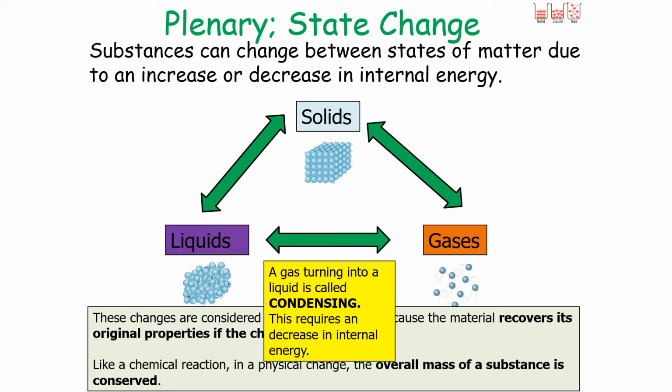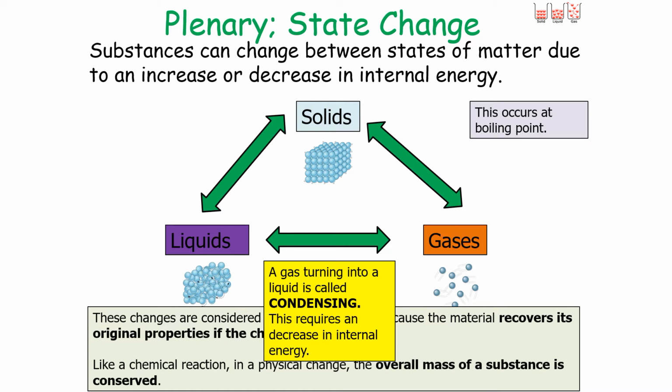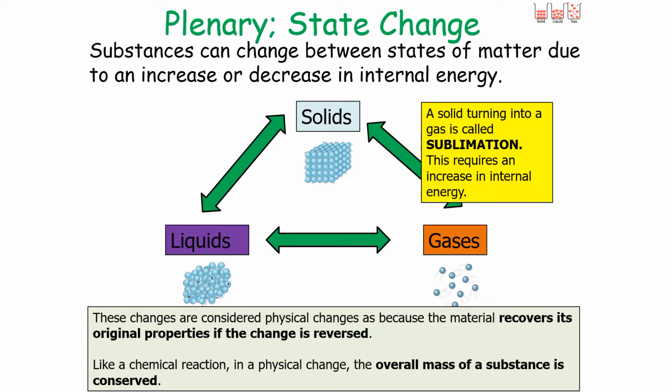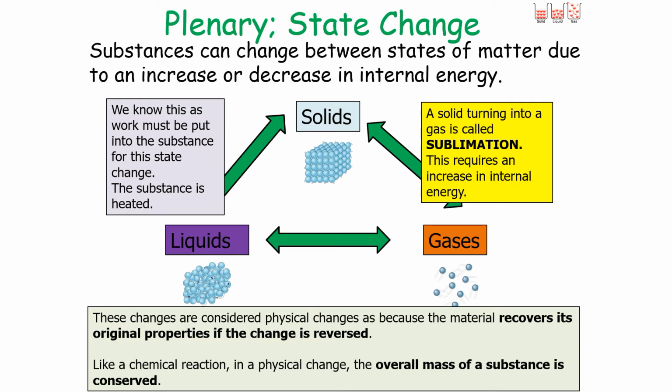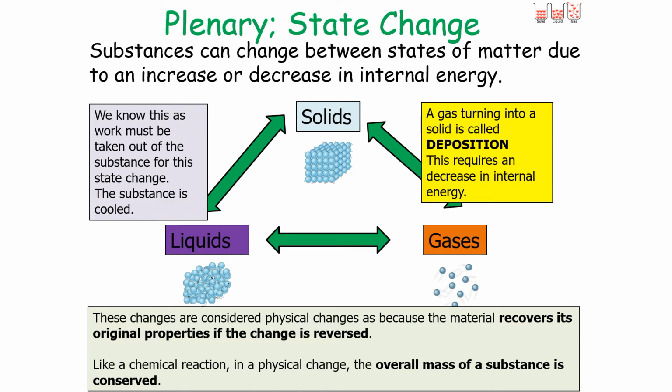Now, a gas turned into a liquid is called condensing, which is a decrease in internal energy. So we know this because the substance is cooled for condensing to take place, but that also occurs at the boiling point. Now, a solid turning into a gas is known as sublimation, which requires an increase in internal energy because we know that the substance is heated for this to occur. Now, a gas turned into a solid is called deposition. Now, this works because there's a decrease in internal energy because the substance is cooled.